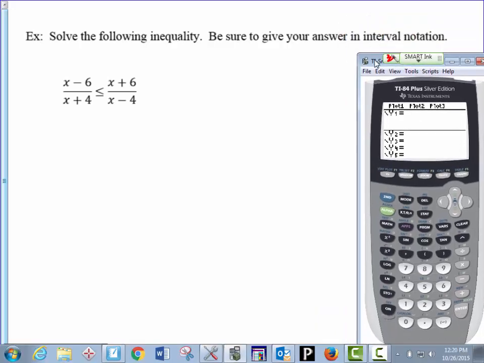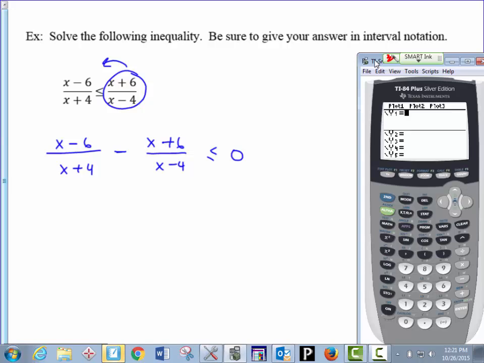In this example, I would like to show you how to solve the following inequality. The first step is, if you do not have 0 on one side, get 0 on one side. In this case, I'm going to take this entire fraction and subtract it to the left. So I would have the original (x minus 6) over (x plus 4), and then minus (x plus 6) over (x minus 4), and then here it would be less than or equal to 0.